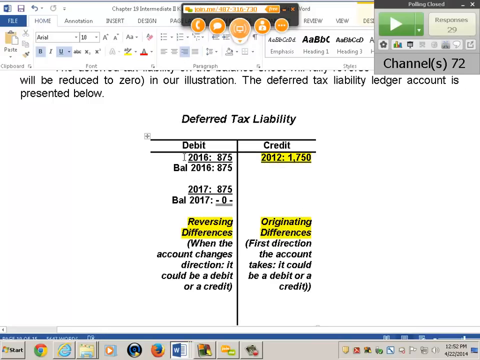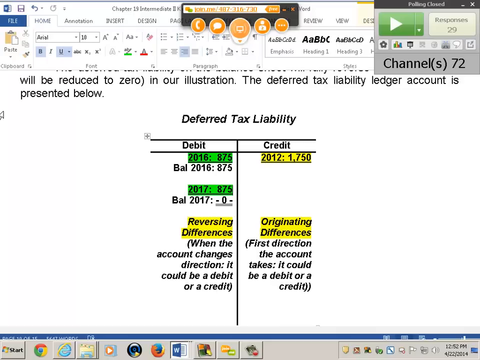Then the reversal. In 2016, when you withdraw, and I'll highlight that in green, when you withdraw $2,500, you will pay back $875, which leaves you with a liability of $875. And then the next reversal is when you take out the remaining $2,500. That reverses out, and that would give you a payment of $875. Once you pay that back, then the account goes to zero.